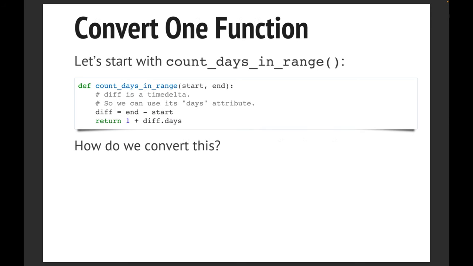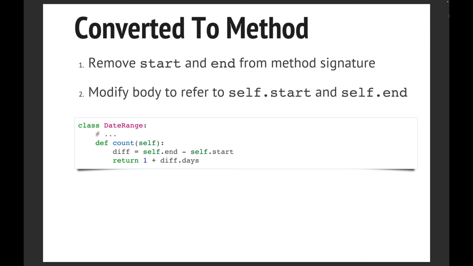Let's convert our first function, countDaysInRange. See how it takes start and end and uses them in its body? We want to convert this to use self.start and self.end instead. The first step is to remove those arguments from the signature and, of course, add self. Then in the function body, everywhere it references start, replace that with self.start, and likewise for end. And we get to make the name shorter. When it was a function, the name had to be longer to tell you what it was for. But when you convert it to a method, the class gives context, so you can usually shorten the name.